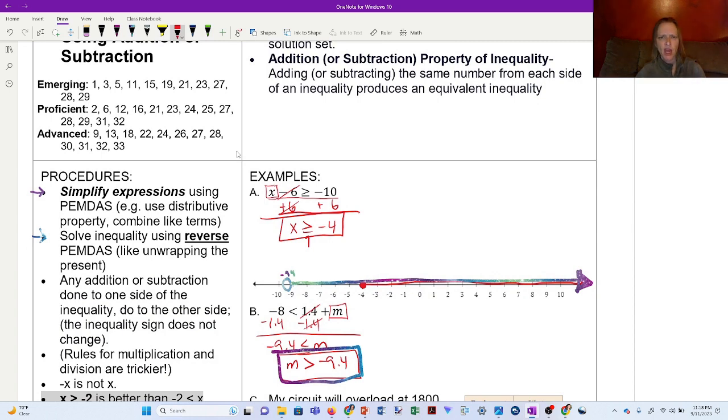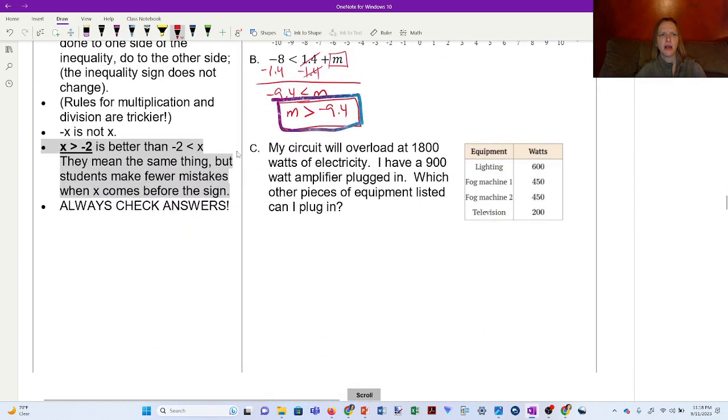Let's look at a real-world example of one of these involving electricity. So I have a circuit that's going to overload at 1800 watts of electricity. I have a 900 watt amplifier plugged in. Which other pieces of equipment listed can I plug in? So I have 1800 as a maximum and not equal to, my circuit will overload at 1800.